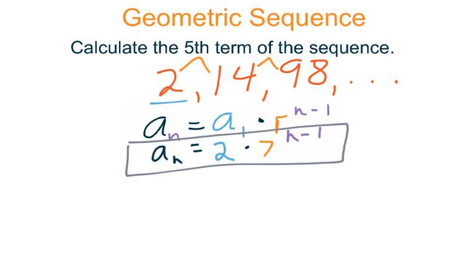Now let's solve for the 5th term in the sequence. Let's do that real quick. So a sub 5 equals 2 times the 7 here. Over here I've got the... sorry, my a sub 5 doesn't look great. I'm going to fix that.